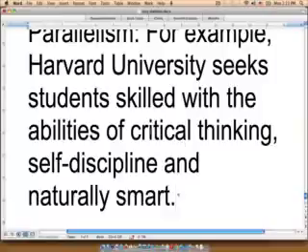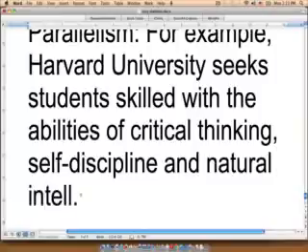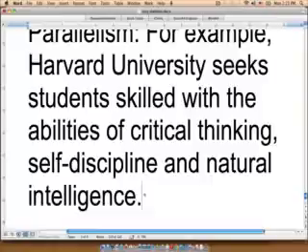So, of course, we have a very small list here. The first and second things are nouns. The third thing is an adjective, and we can't have it like this. This smart would have to be changed into a noun of some kind. So we would say natural intelligence. Okay, parallelism.